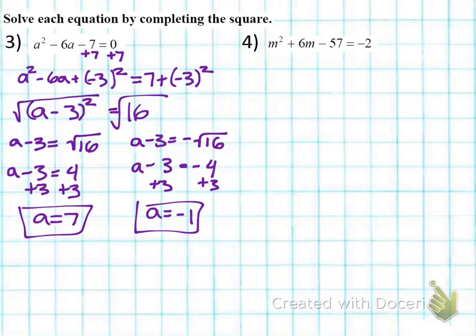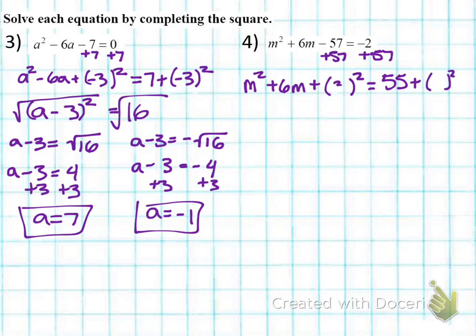Okay, number 4, I add 57 to both sides, and I leave room for me to complete the square. Half of 6 is just 3, so I know that's what's going in my parentheses here. That drops down to become (m plus 3) squared. And 55 plus 3 squared, 3 squared is 9, so 55 plus 9 gives me 64.